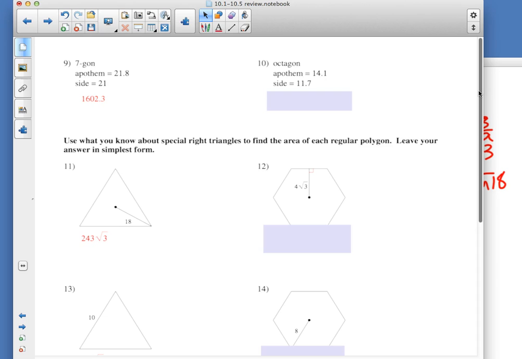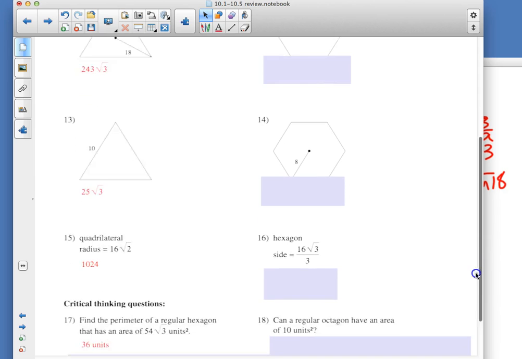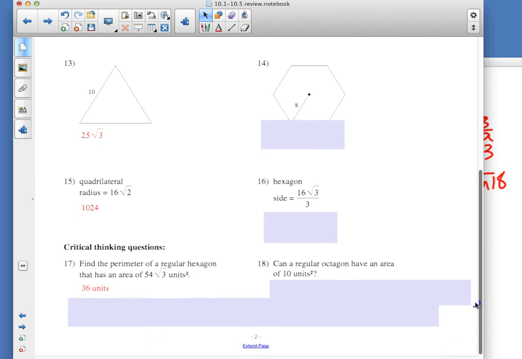1602.3. Okay? 11, 243 times the square root of 3. By the way, that's 3 times 81, the square root of 3. Okay, incidentally. 13, 25 times the square root of 3. 15, 1024, and 17 was 36 units. Any questions on the end of page 2?